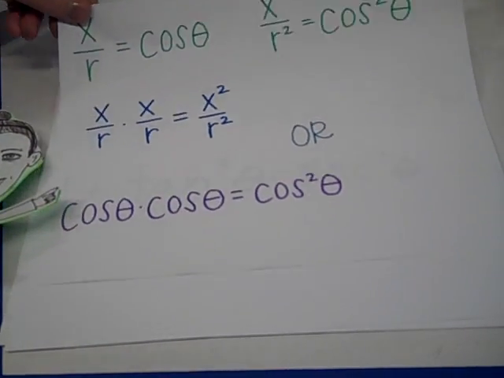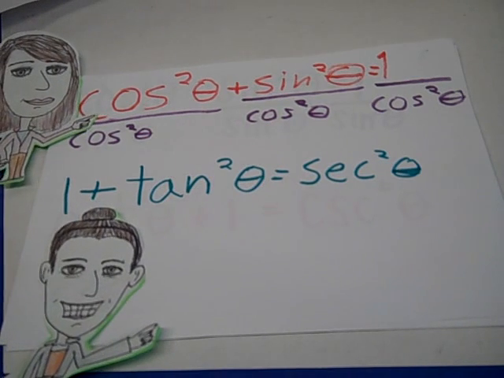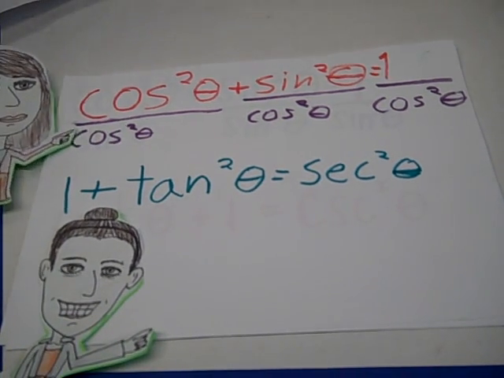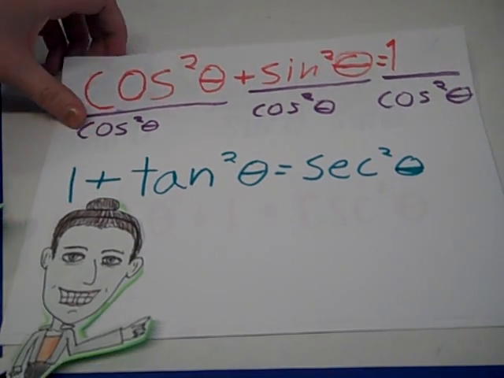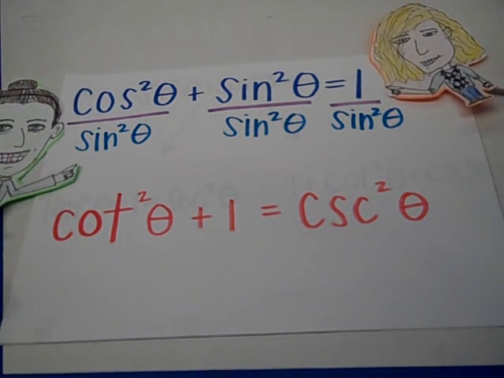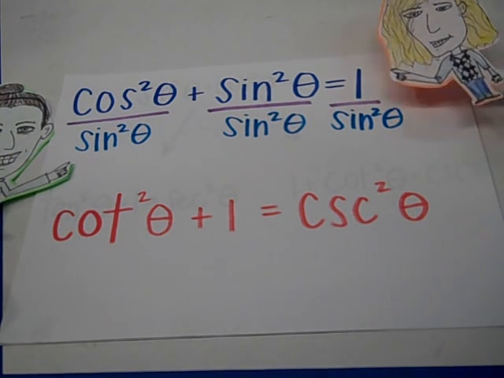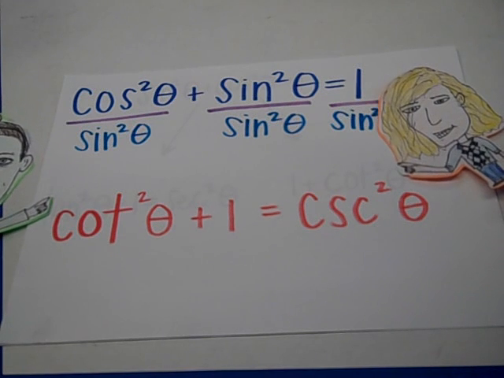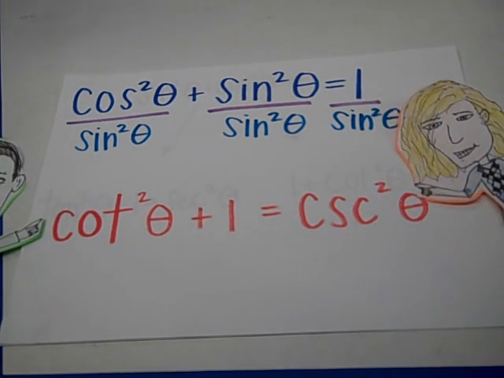Well, how do you get the other identities? Good question. First we start with the first identity we just proved. Then you divide everything by cosine squared theta. This simplifies into 1 plus tan squared theta equals secant squared theta. To get the third identity, you take cosine squared theta plus sine squared theta equals 1, and divide everything by sine squared theta. This simplifies to be cotangent squared theta plus 1 equals cosecant squared theta.